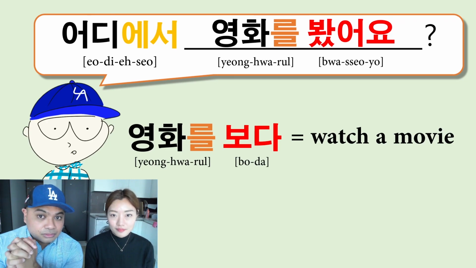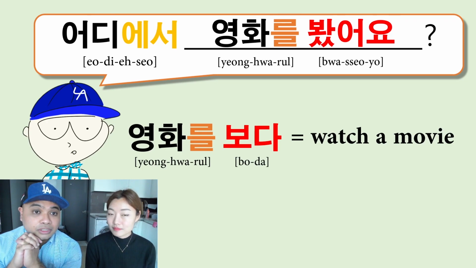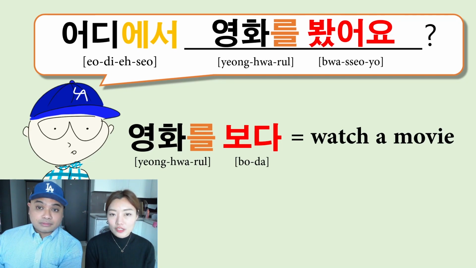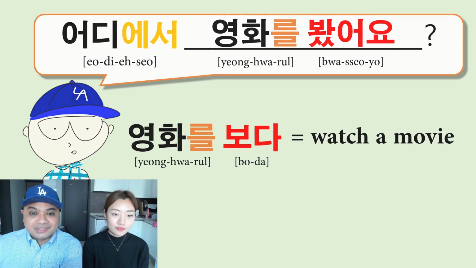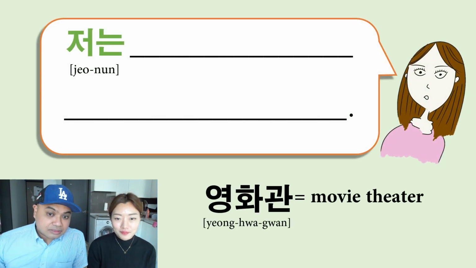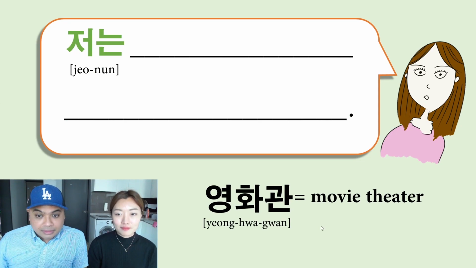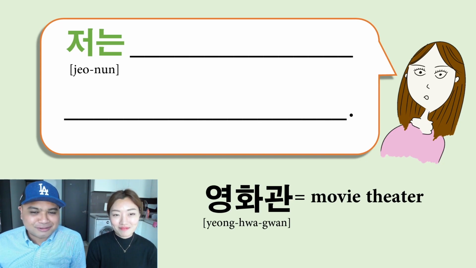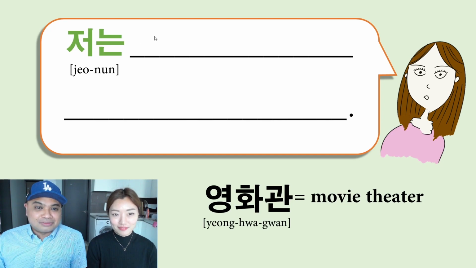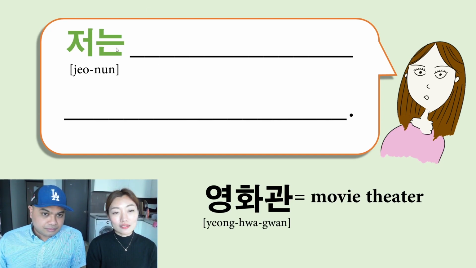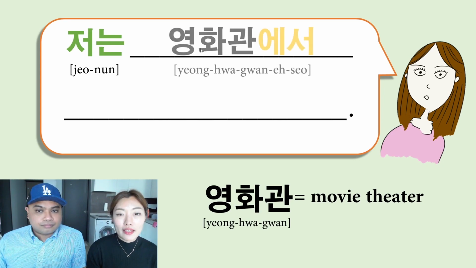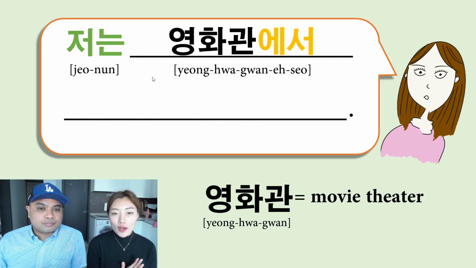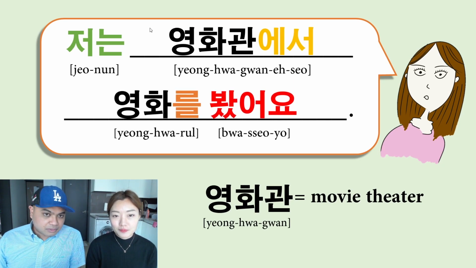So 어디에서 영화를 봤어요? Where did you watch the movie? And then Donna's gonna answer with movie theater. And how do we say movie theater in Korean? 영화관. 영화관, not 장, 관, 영화관. So how do we complete the sentence? 오케이. 저는 영화관에서 영화를 봤어요. Yes. So the first part, of course, 저는, and then where.